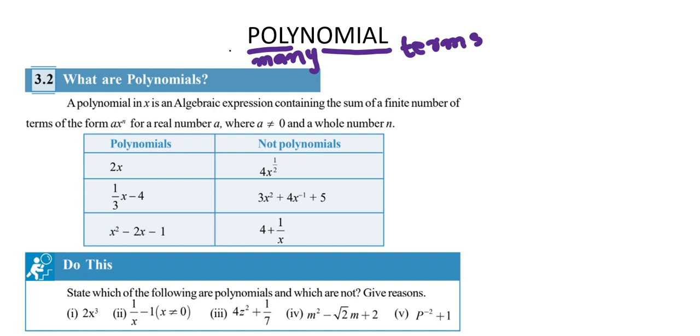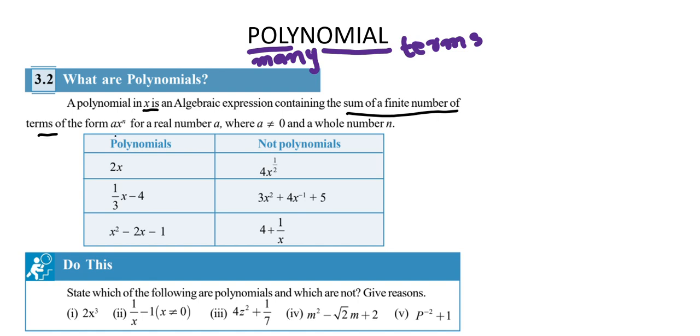Now look at polynomials. What are polynomials? A polynomial in x is an algebraic expression containing a sum of a finite number of terms. Finite number of terms means we can count them in a polynomial. Sum means addition. So in any polynomial, we can count how many terms are there.